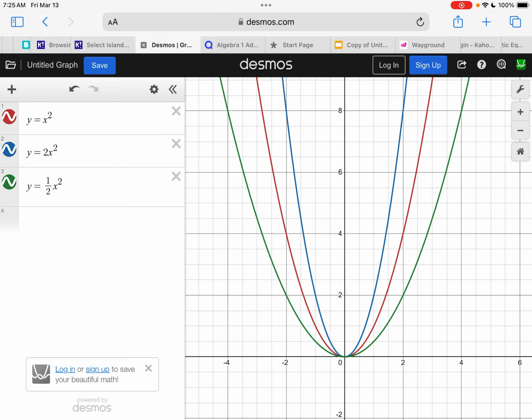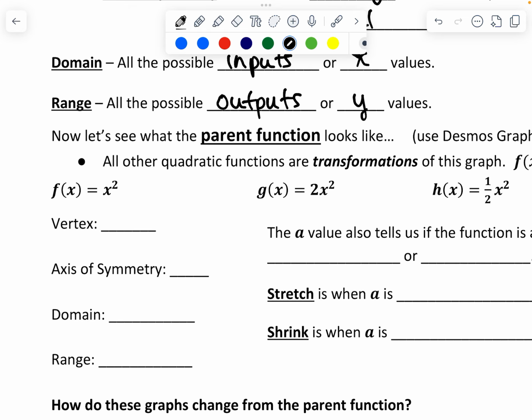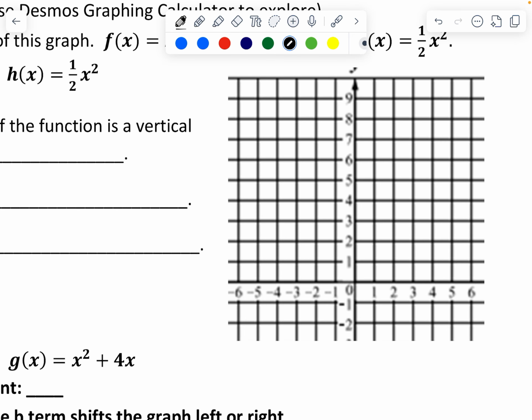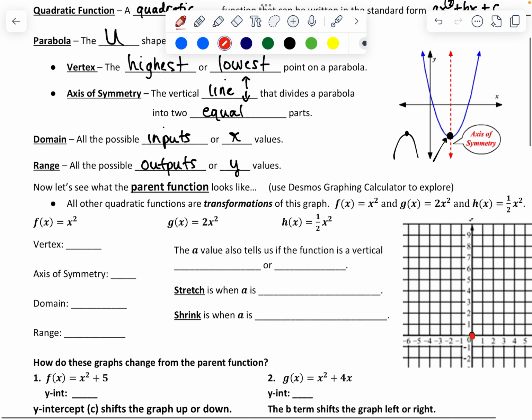All right, so let's go back to our notes. For f of x equals x squared, that is directly on 0, 0. I'm going to do this in red because that's what it was. 0, 0 is where the vertex starts. So it's 0, 0.